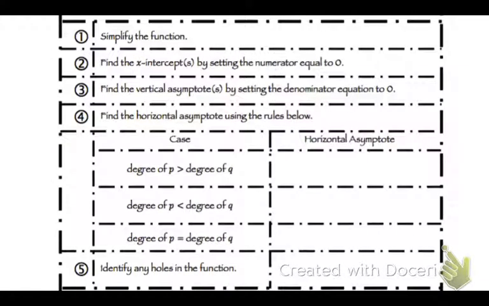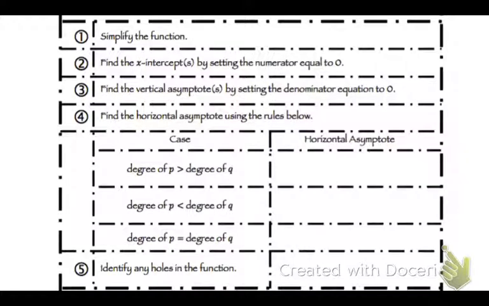These are your steps. So first you simplify the function. So you factor it. Factor it. Maybe write that next to there. So you factor the whole thing. And then you find the x-intercepts by setting the numerator equal to 0. And then you find the vertical asymptotes by setting the denominator equal to 0. And then the horizontal asymptotes, you find those using these rules down here.